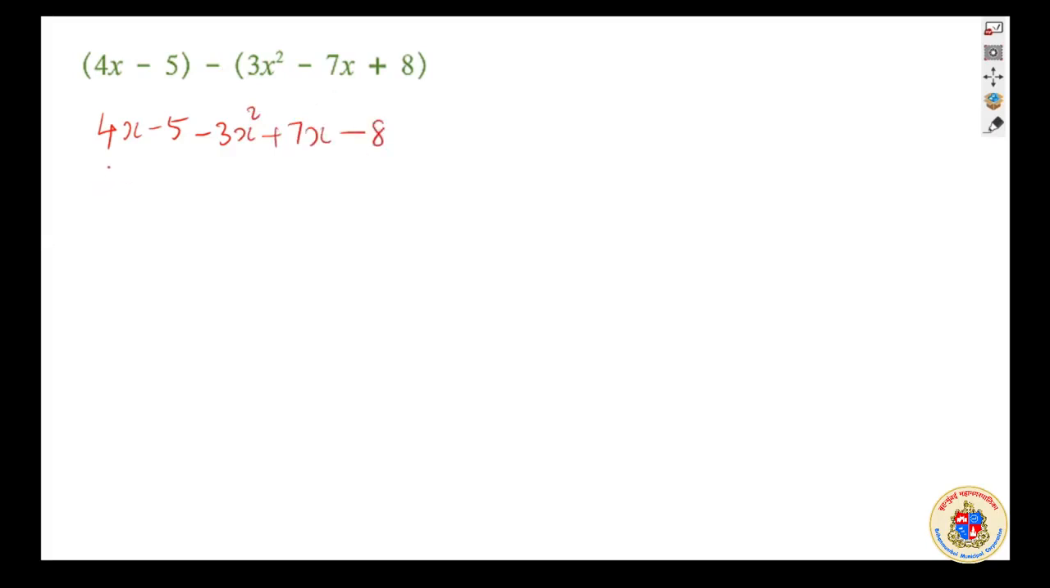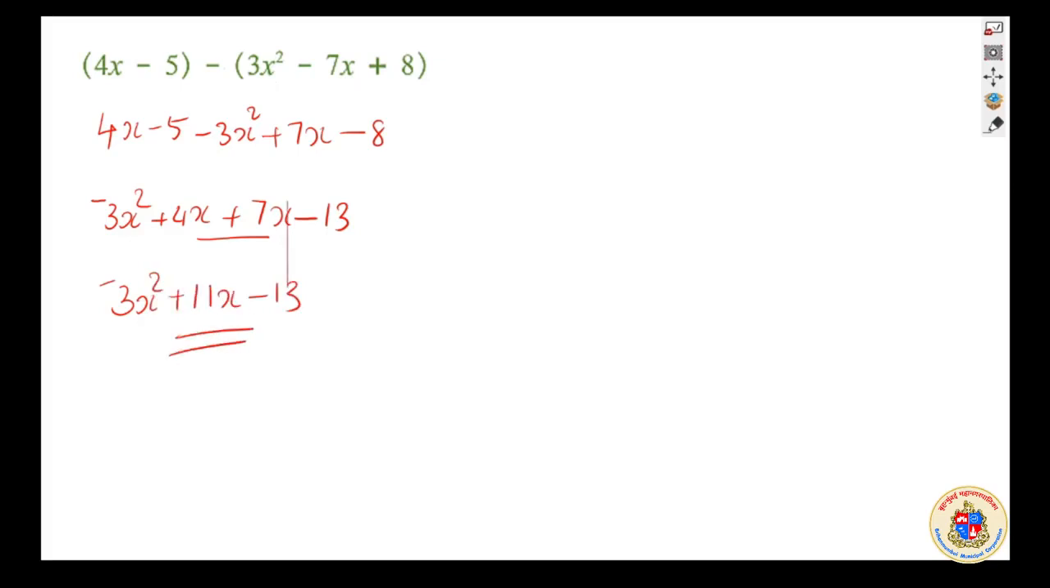Now if you look into that expression, it is not in order. As I told you, it should start with the highest index, so you will write minus 3x square plus 4x plus 7x. Now minus 5 and minus 8 together makes minus 13. Both these are like terms, so we can further simplify it as plus 11x minus 13. These things you have done, and this is related to algebraic expression and its operation. That is one thing that is very important here.